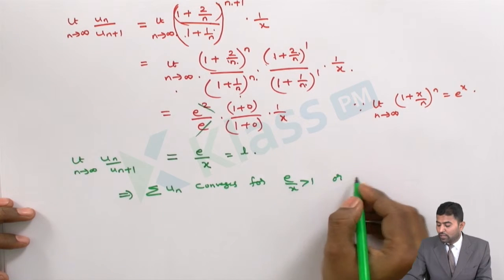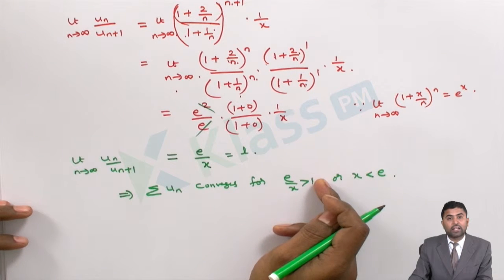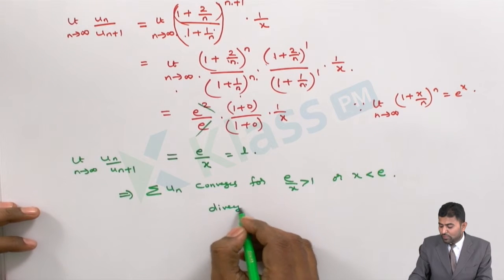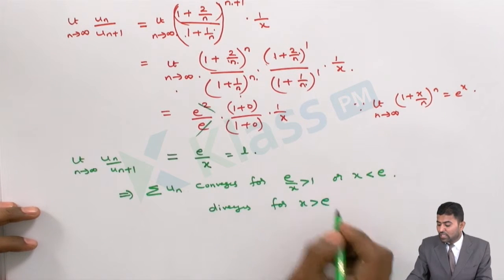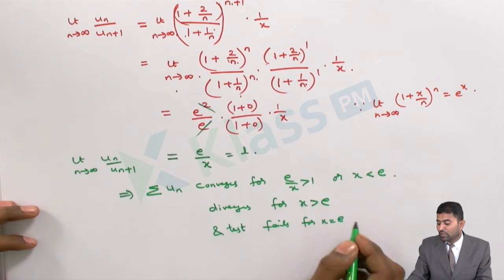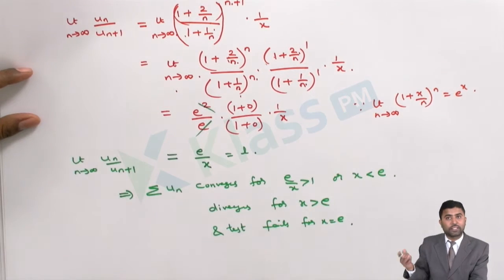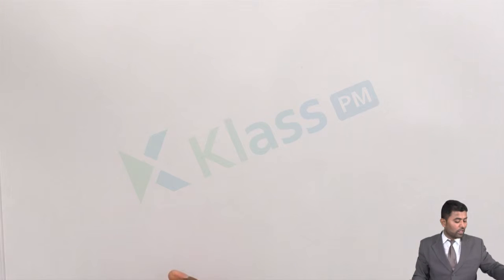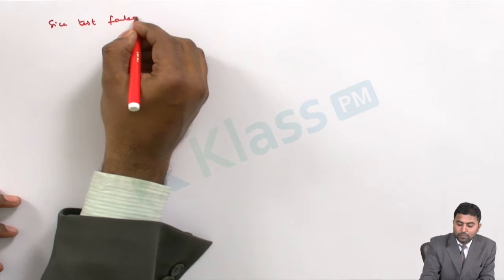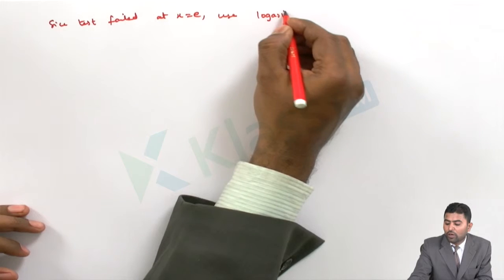Or if I send this here, x less than e, I can write. Okay? e is greater than x, or I can write it in a reverse way as x is less than e. It diverges for x greater than e, and the test fails for x equal to e. Now see that the test is failing at x equal to e, and I told you that when it is in terms of e, we need to make use of the logarithmic test. Since the test failed at x equal to e, use the logarithmic test.